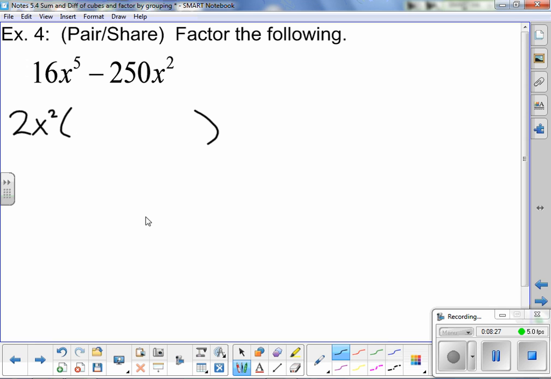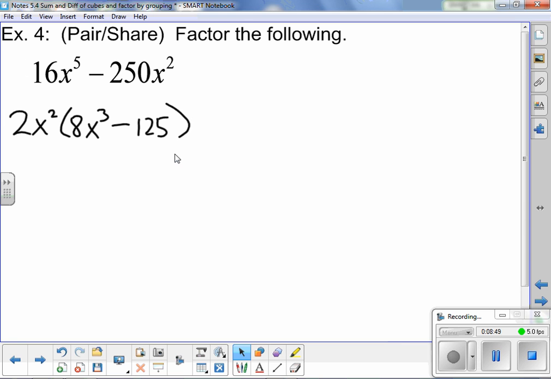So 2 times 8 is 16, x to the 3rd, because when you do x squared times x cubed, you add the exponents and get that 5. All right, so that's going to be minus 250, which is 125 when you multiply it by 2. 2 times 125 is 250, and then you took the x squared out, so that's it. Let's move that in some.